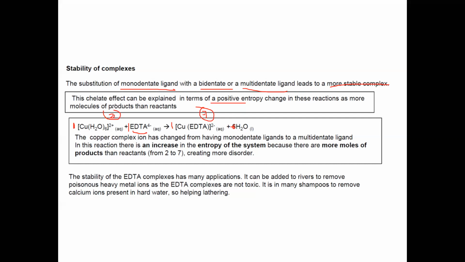meaning it can form approximately 4 dative bonds. And you have 6 water molecules. So this EDTA will replace the water molecules. So Cu EDTA: the charge on EDTA is -4 and copper is +2, that's why the overall charge on the complex is -2. Plus 6 water molecules are released. So the copper complex has changed from having monodentate ligands to a multidentate or polydentate one. And this reaction is an increase in entropy because the particle number changes from 2 to 7, which creates more disorder.